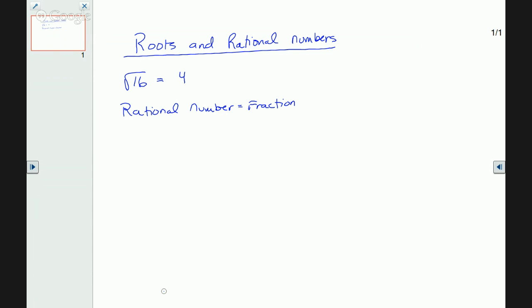So we're going to combine the two. This is going to be a rational exponent, and I'm going to show you how to translate it to a root. Here's what you got. It's a rational number.